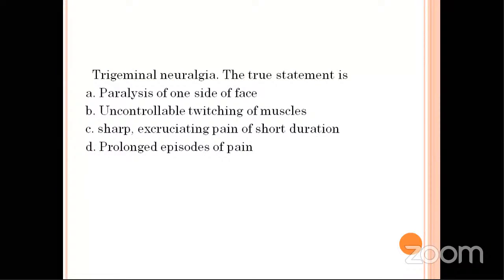We'll see. The trigeminal neuralgia, the true statement is it causes paralysis of one side, uncontrollable twitching of muscles, sharp excruciating pain. Yes, the option is C. So trigeminal neuralgia causes sharp excruciating pain, and it most commonly affects the maxillary division, and the right side is most commonly affected. Okay, this is also one common important question asked. They have done so many cadaver studies, and they have found that on the right side the foramen ovale dimension is comparatively less than the left side. So that's why the right side is most commonly affected.